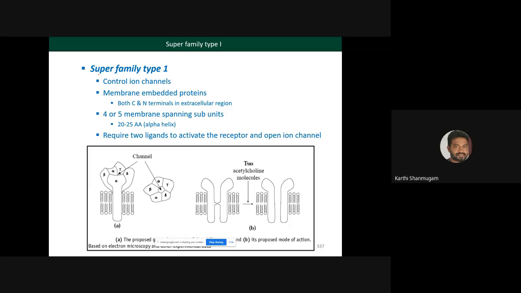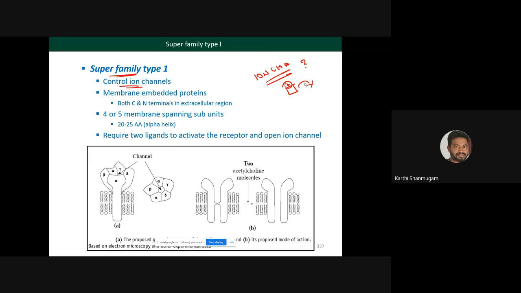So superfamily type 1. Generally these are called ion channels, right? There are so many ion channels present in the cell. If you ask the question, what is the need for an ion channel? Normally, if the molecule is charged, say for example you have some drug molecule which is charged, the charged molecule cannot easily enter the cell through passive diffusion.